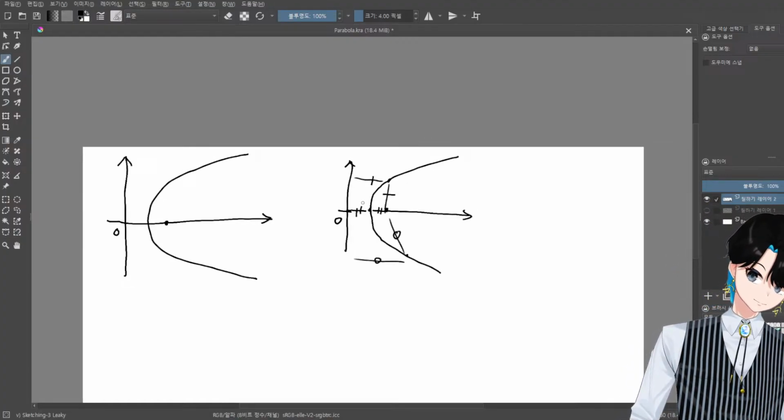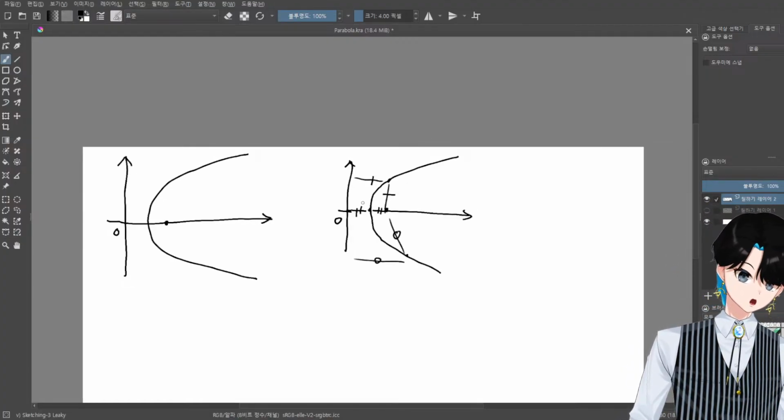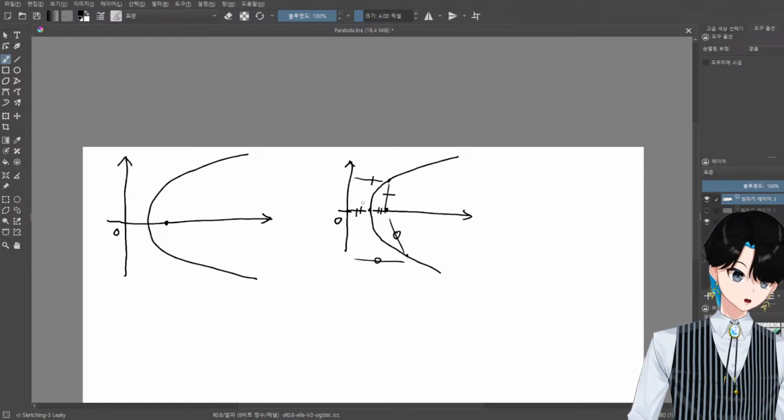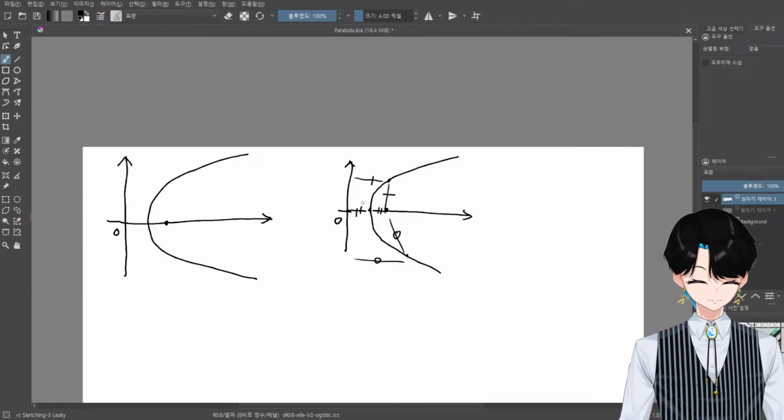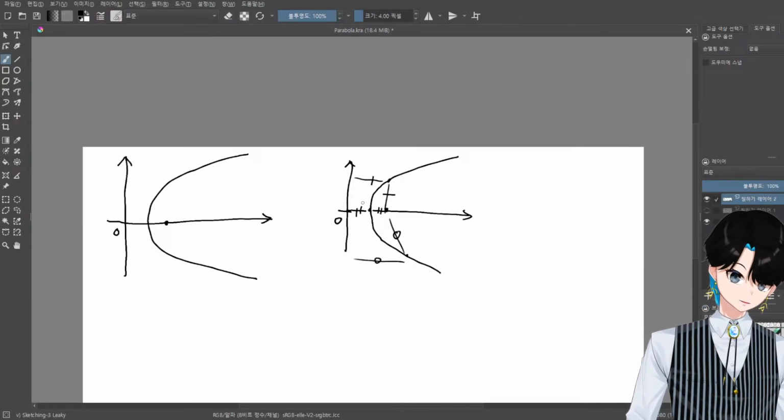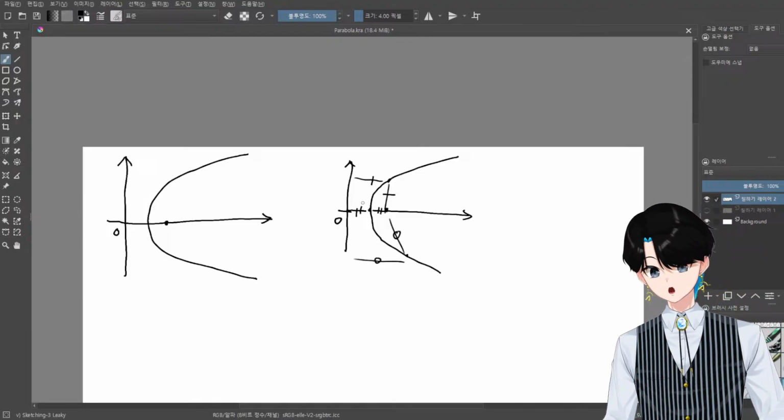Wait, did I disable my... Where's this? Okay, hold on. Never mind. Okay, here we go.